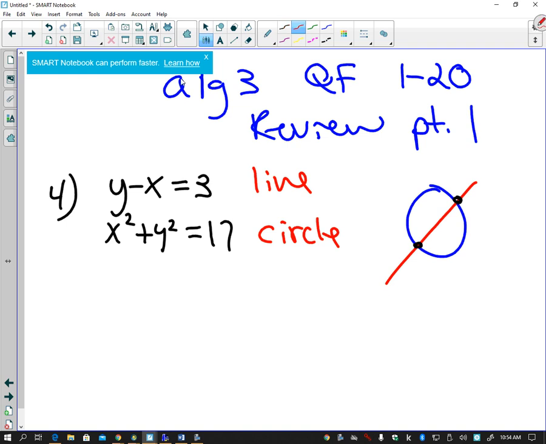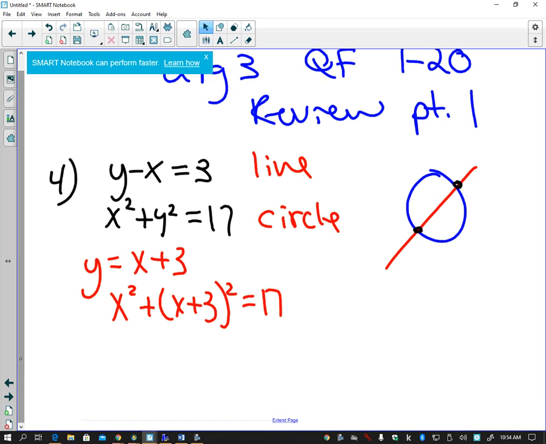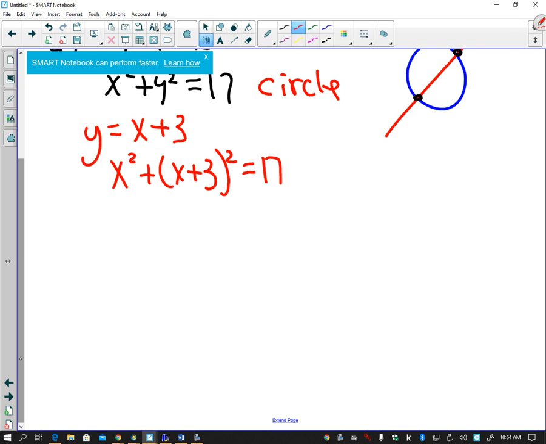First step with this is to make my line solve for y. So y equals x plus 3. Now that I know what y equals, I can substitute that in. So I get x squared plus (x plus 3) squared equals 17. How did we do to that point? Did we start the right way?